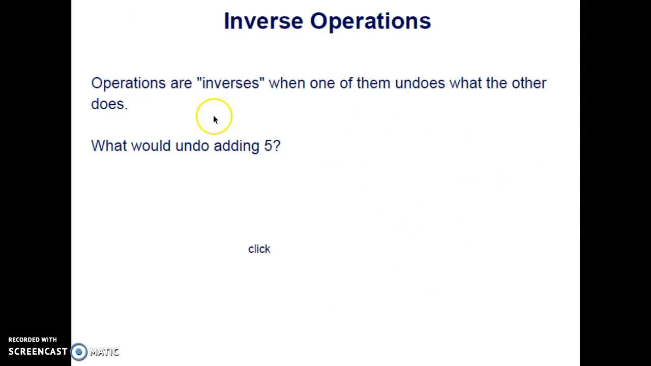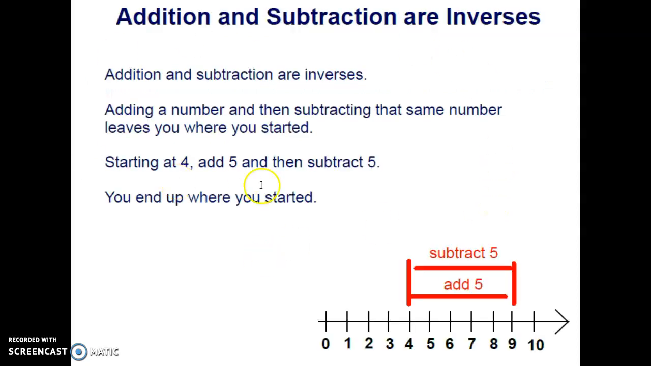Inverse operations. Remember, operations are inverses when one of them undoes what the other does. So what would undo adding 5? What would undo adding 5 is if we subtract 5. So addition and subtraction are inverses. For example, adding a number and then subtracting that same number leaves you where you started. So starting at 4, add 5, and then subtract 5 still allows us to end up right at 4. This is what we mean when we say inverse. They undo each other.